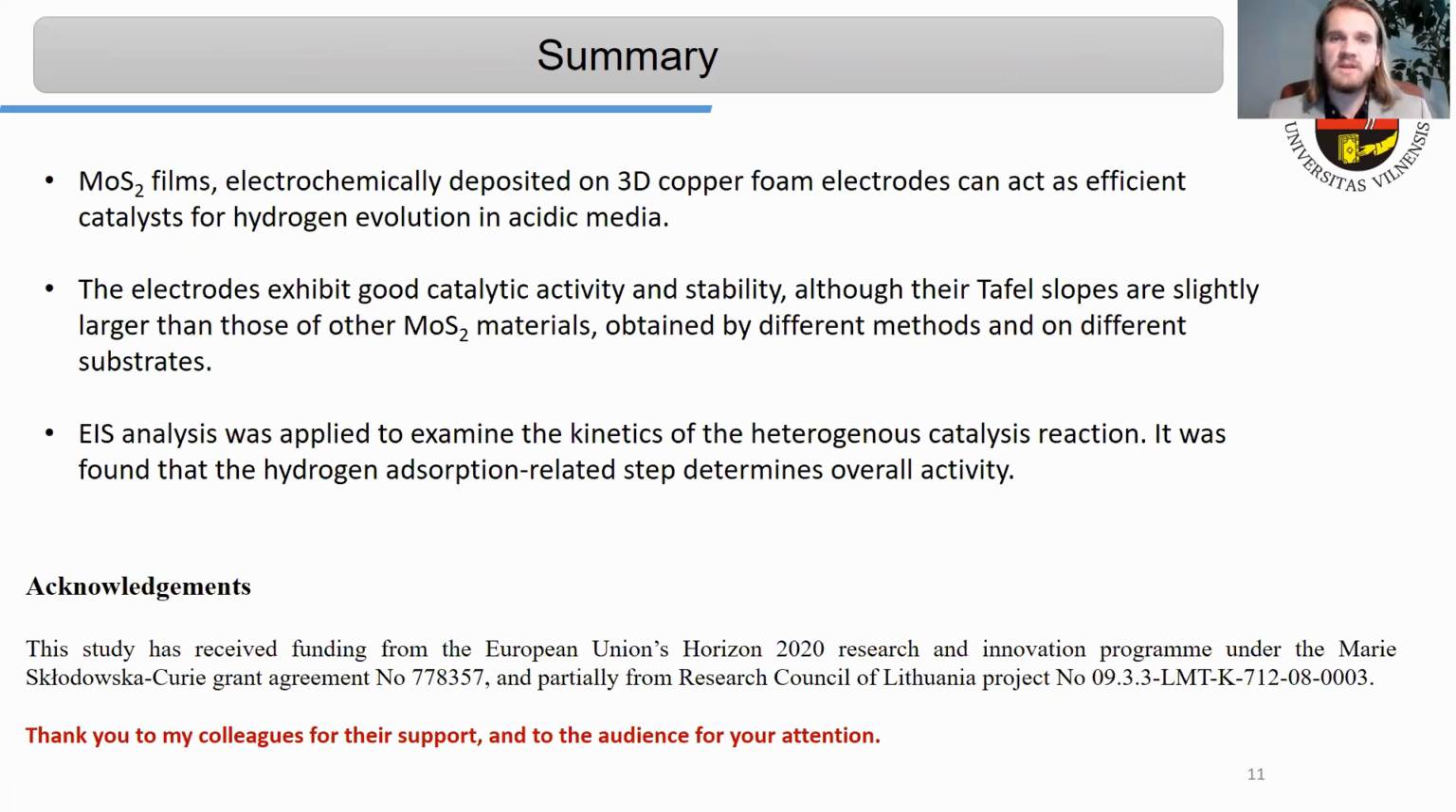To summarize, we have electrodeposited molybdenum disulfide films onto copper foam substrates and used them as efficient hydrogen evolution reaction catalysts in acidic media. The electrodes are active and stable, but their Tafel slopes are larger than ideal. And finally, we used electrochemical impedance spectroscopy to examine the kinetics of the hydrogen evolution reaction and found that the overall activity of these electrodes is determined by the hydrogen adsorption step.